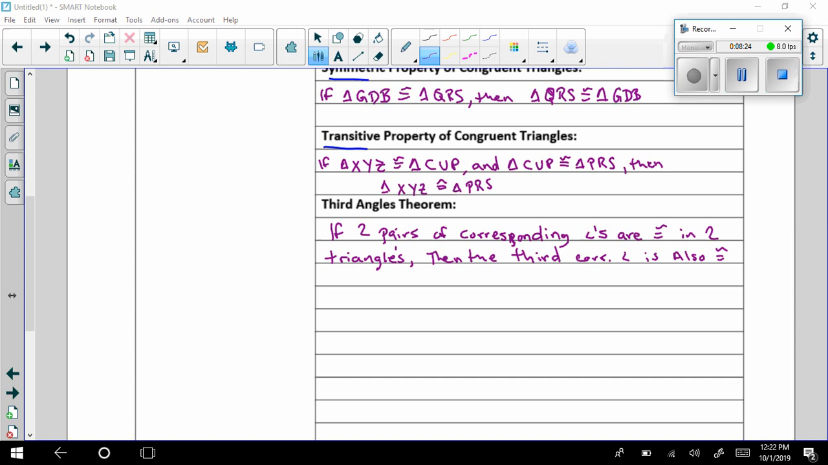Okay, so this states if 2 pairs of corresponding angles are congruent in 2 triangles that you're looking at, then the third corresponding angle is also congruent. So all that means is if you have 2 triangles and this one is 55 and this one is 80, and then over here this is 55 and this is 80, then that automatically means that whatever this angle measure is, this one is also the same.